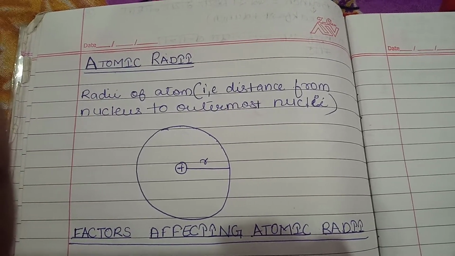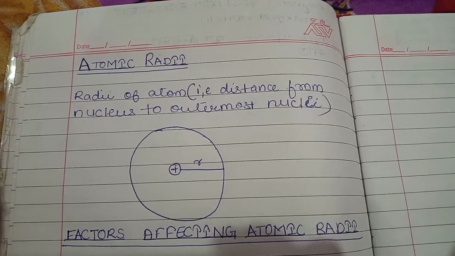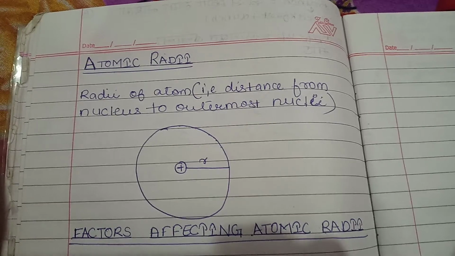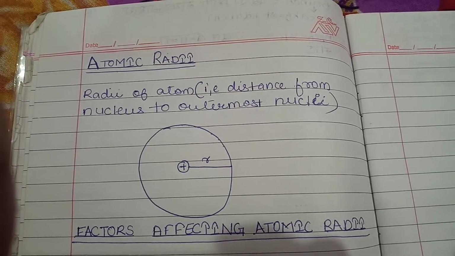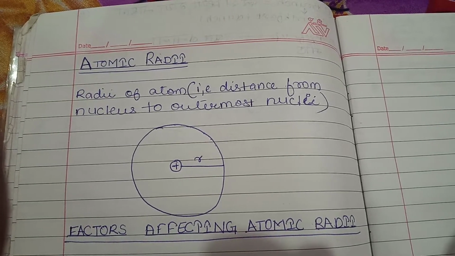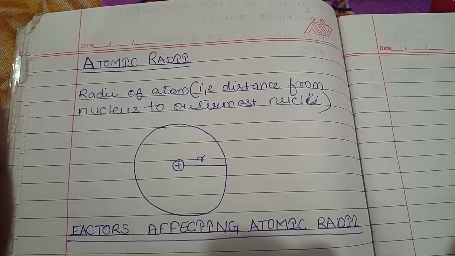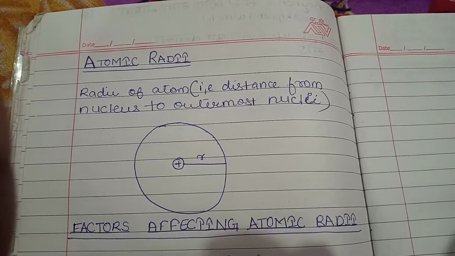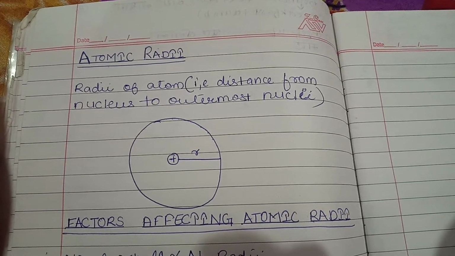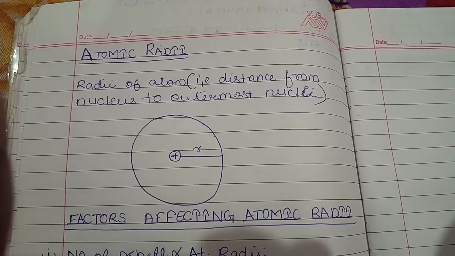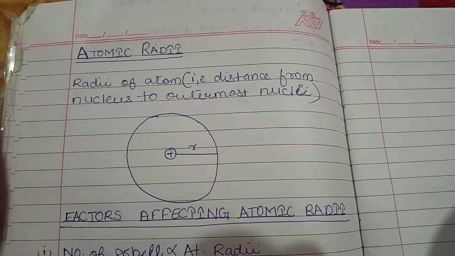But actually, what is the radii of an atom? Guys, in ninth standard, it has been stated to us that an atom is spherical or circular in shape, where nucleus lies at its center, surrounded by the circular path which is known as shell or orbit. So, the radii of an atom is distance from the nucleus to the outermost shell. This distance from the nucleus to the outermost shell is known as atomic radii.